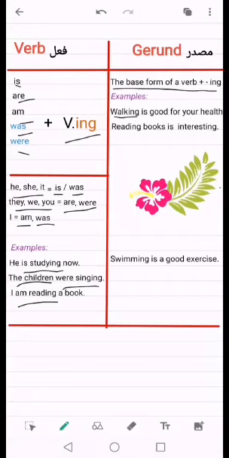And here walking is good for your health. So here the function of gerund is noun. Okay, noun. And here we start with gerund, so it's subject. And in the second example, which is the same, we start with a gerund. Reading books is interesting. So here reading is called gerund. It's read plus ing, and here the function is noun. Okay, in the third example, swimming is a good exercise. Here swimming is called gerund.